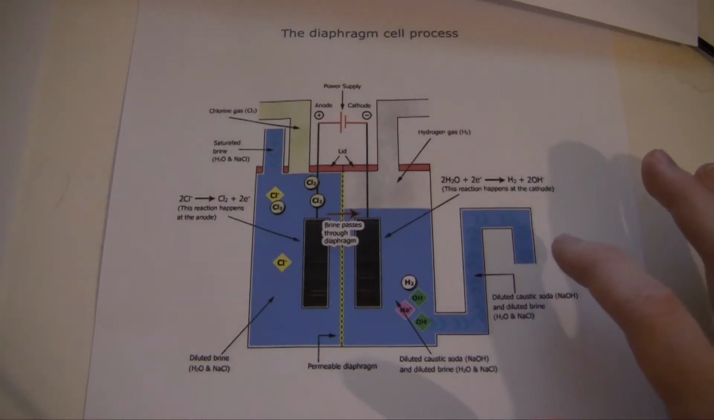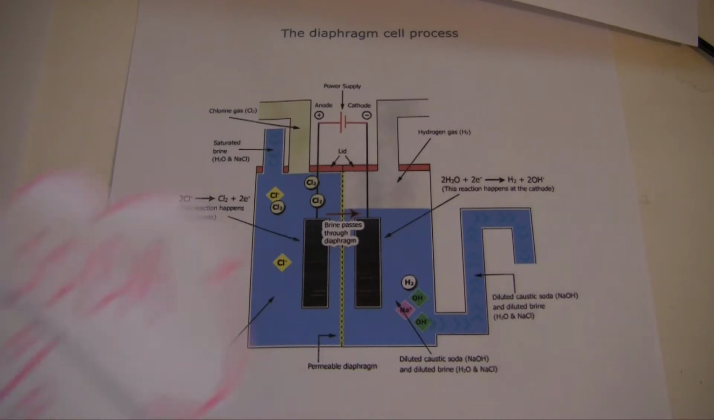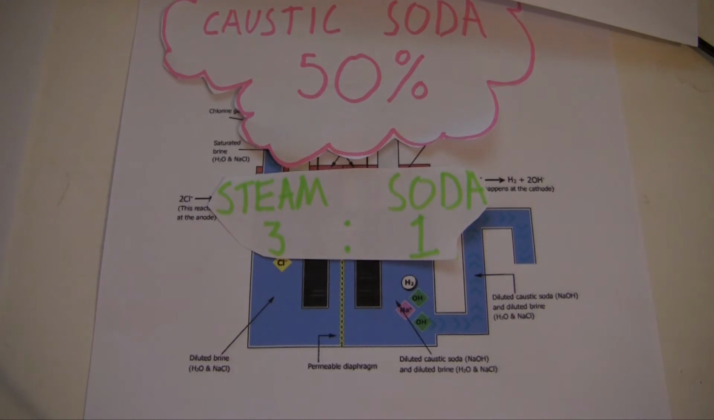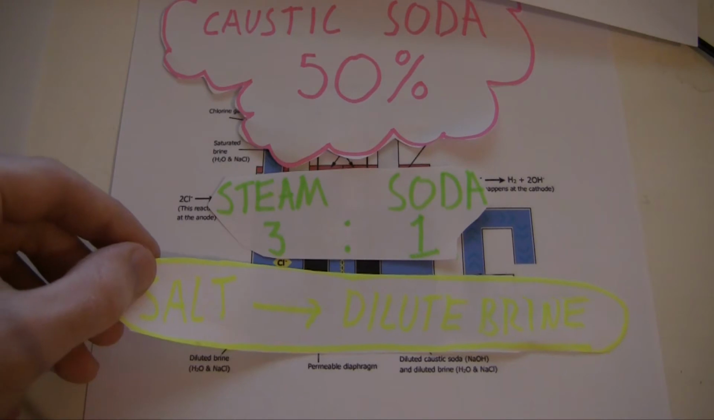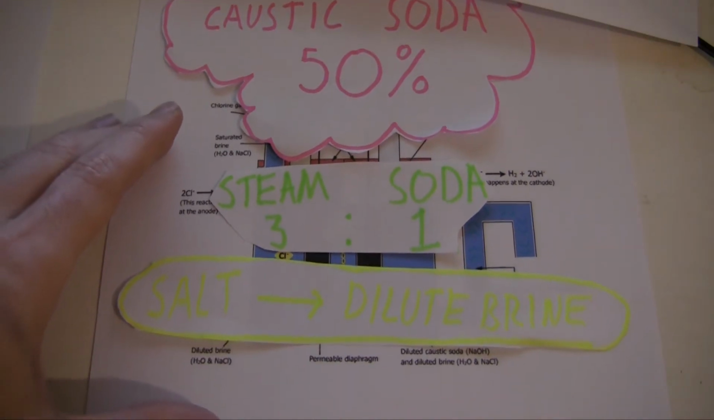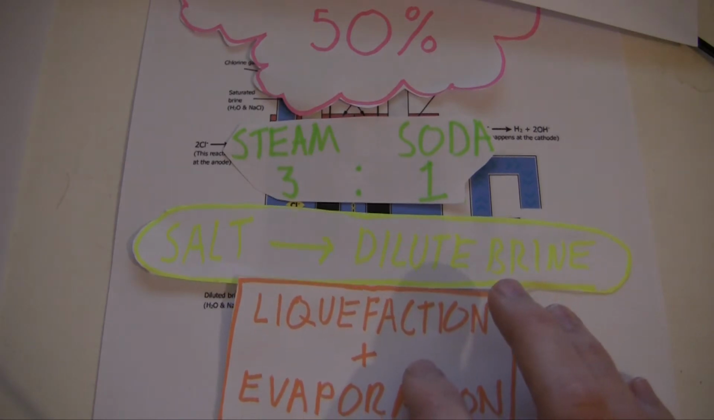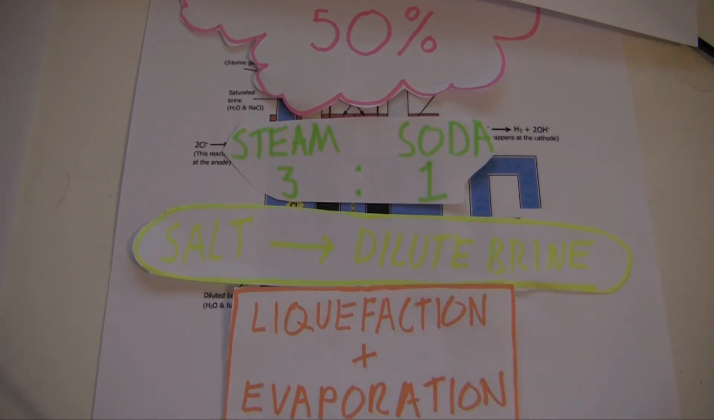So this dilute caustic soda leaving the chamber here will have to be concentrated to around 50%, and the salt needs to be removed through a process of evaporation that uses 3 times the tonnage of steam that it takes for one ton of soda, which is crazy. Well, then what we get is this salt that can be used to saturate the dilute brine, which is very useful. And then what we'd have to do with the chlorine gas is purify it using a method of liquefaction and evaporation. And once we've done all these factors, that's the whole process going through one cycle. And that's the diaphragm cell method.